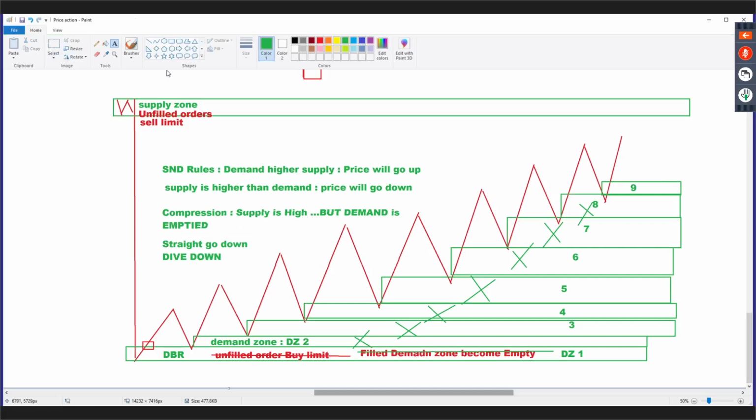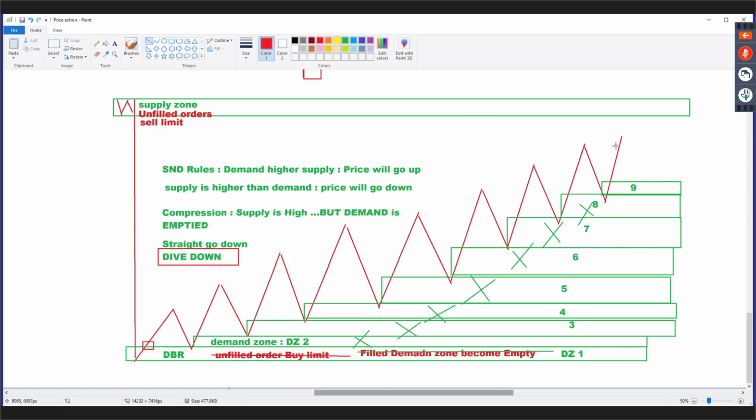Okay. So it will dive down because let's suppose that the big trader will sell. Of course, the price will find a demand zone. But if there is no demand zone here, all the demand zones already cleared, so what will happen is the price keeps on moving down, down, down, down in a straight line. So it's like a dive down. So this is what happens in compression. This is what we call compression.